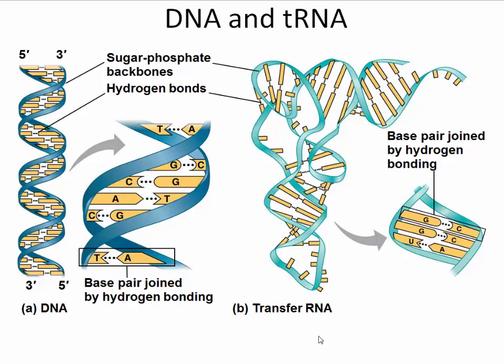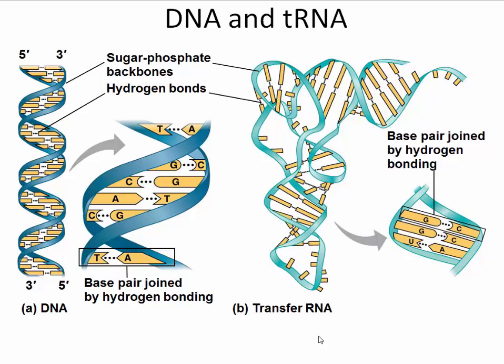Another depiction of DNA on the left, 5', going all the way down to 3'. And then at the bottom, you can see the antisense strand going from 5' to 3'. You see in the middle of the picture, the base pairs joined by hydrogen bonding, and the sugar phosphate backbone is represented by a smooth blue ribbon.